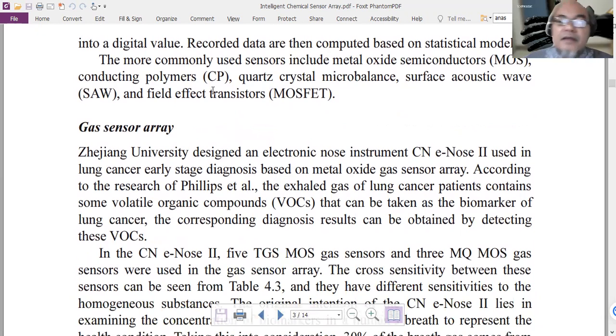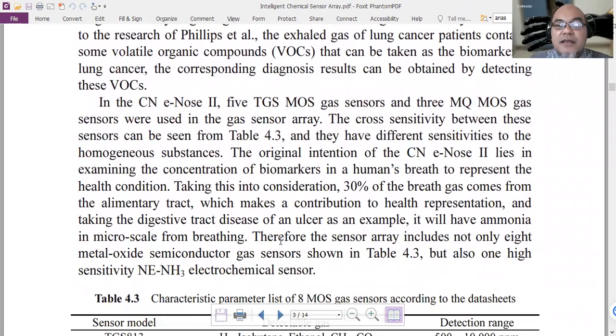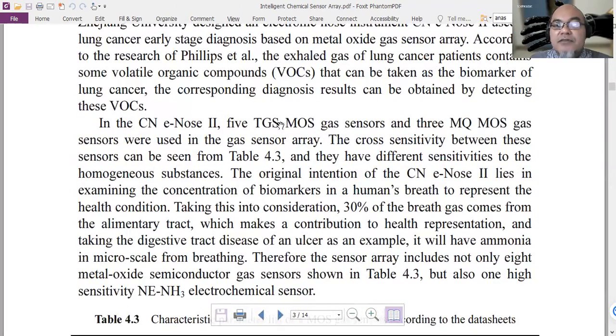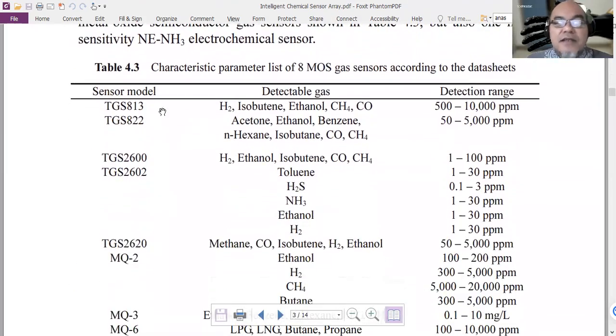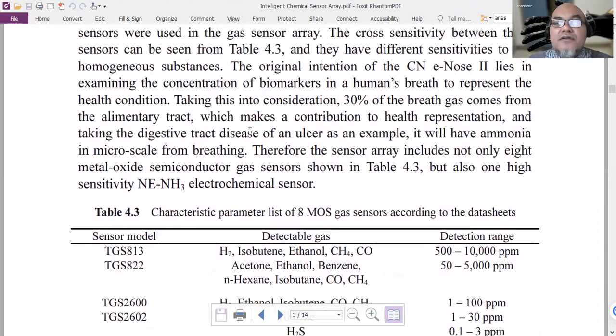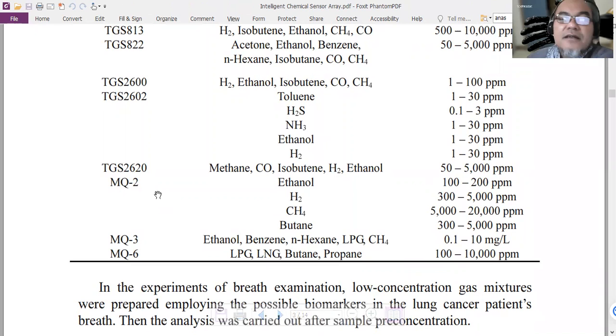So for the gas sensor array, this is an example made by Zhejiang University. The author of this book is from Zhejiang University. This is an electronic nose made from TGS, Taguchi gas sensor, metal oxide semiconductor. Here, for example, the TGS type 813 is sensitive to hydrogen, isobutane, ethanol, methane, and carbon monoxide with a 510,000 ppm detection range. TGS 822 is sensitive to these gases, and this is the range, etc. And there are also two other sensors from MQ, metal oxide gas sensors. This is a different brand, I think, which is sensitive towards other gases.